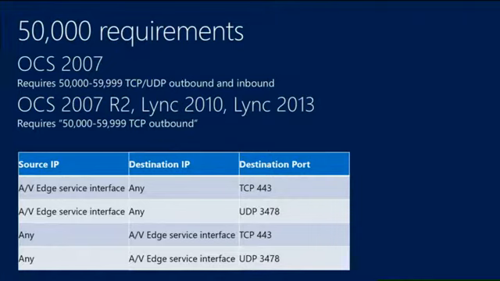So OCS 2007 requires everything inbound and outbound. In OCS 2007 R2, we changed that. It's still the same, no change in Lync 2010, no change in Lync 2013. And we use this wording: requires 50,000 to 59,999 TCP outbound. And this outbound caused a lot of confusion.